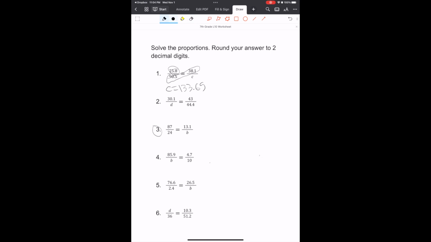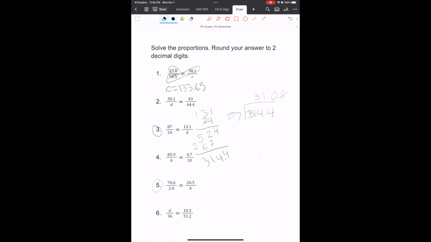Now let's do number 3. 87 over 24 is equal to 13.1 over something. We do the same thing. First, 13.1 times 24, so you get 314.4. And then you're going to divide that, 314.4 divided by 87, and you should get a value of 31.08. Of course, I'm just doing it faster so I could go through more problems with you guys, but if you use a calculator or divide, you should get that value.